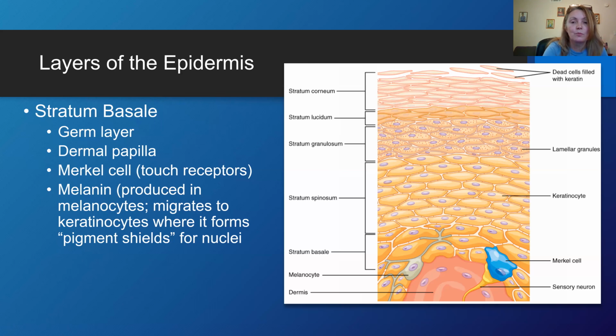And melanocytes produce melanin. And melanin will migrate to the upper layers, to the keratinocytes located on the top of the stratum basale, and they will form pigment shields for nuclei. So they will protect the nucleus of keratinocytes from UV radiation, because obviously you receive lots of UV radiation from the sun on your skin. So your skin is also a barrier that protects you from UV radiation.